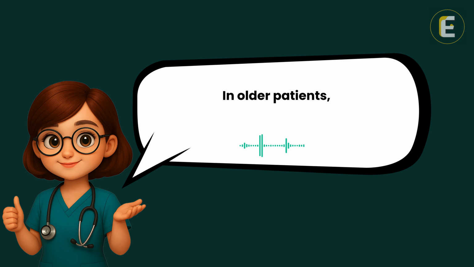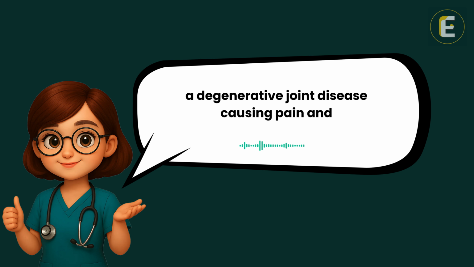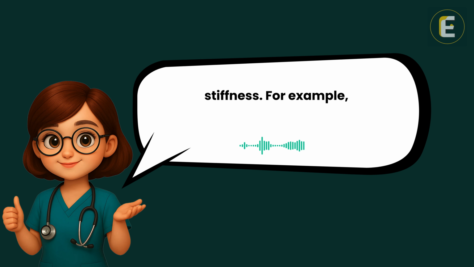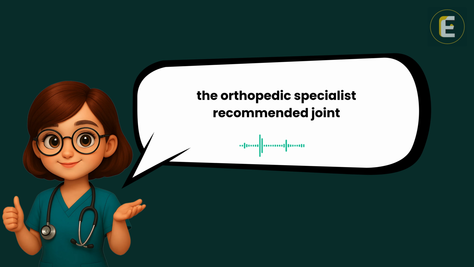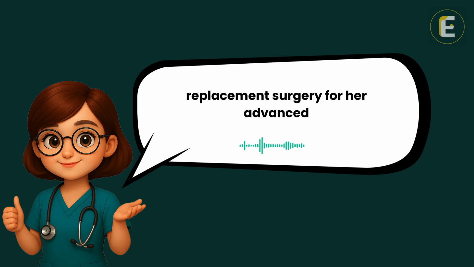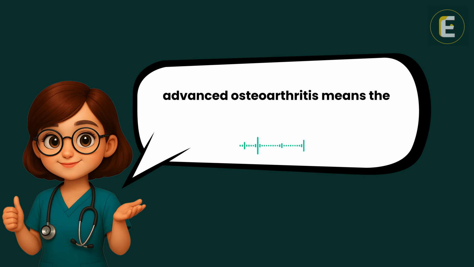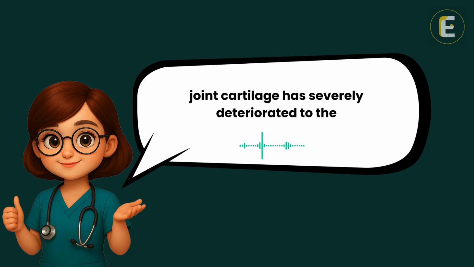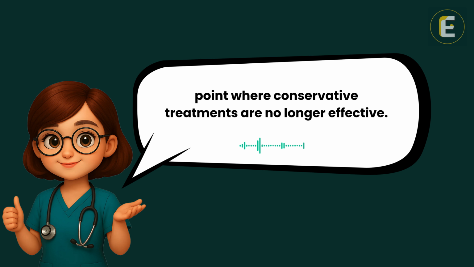In older patients, you'll frequently see osteoarthritis, a degenerative joint disease causing pain and stiffness. For example, the orthopedic specialist recommended joint replacement surgery for her advanced osteoarthritis. Here, advanced osteoarthritis means the joint cartilage has severely deteriorated to the point where conservative treatments are no longer effective.